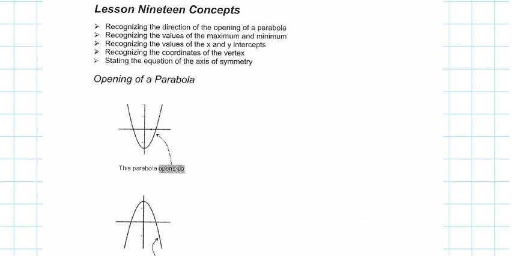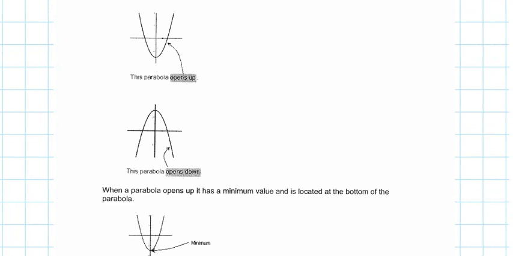First thing that we're going to look at is if the graph is like a valley, we call it opening up. It's like a cup. It's opening up. And then this parabola here looks like a hill opening down. So you're going to look at the graph. Does it open up or does it open down? You're going to have to be able to identify these two. Are you okay with the direction of opening?